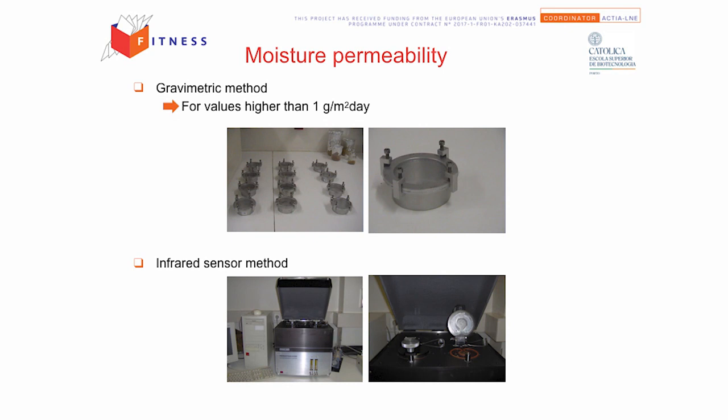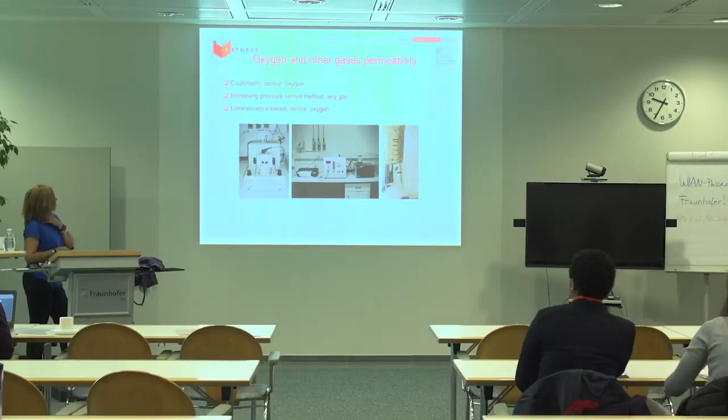But this is a very inexpensive method, but it works only for high range materials. For materials that are good barriers, this method cannot be used, and we have methods that are more automatic with sensors like infrared sensors, and that are able to measure low quantities that cross the film. For the oxygen, we can have also different types of methods.